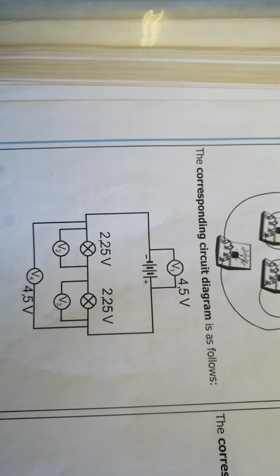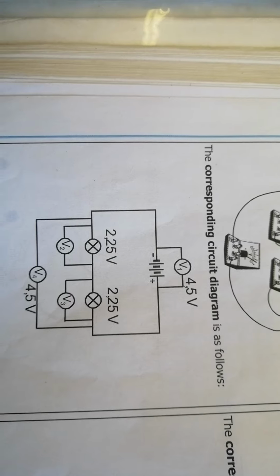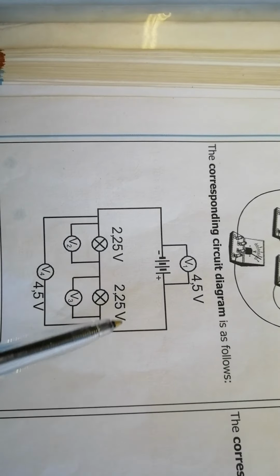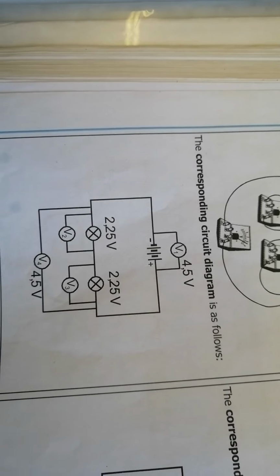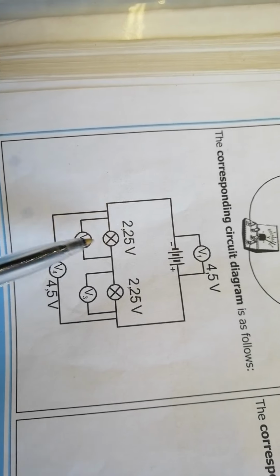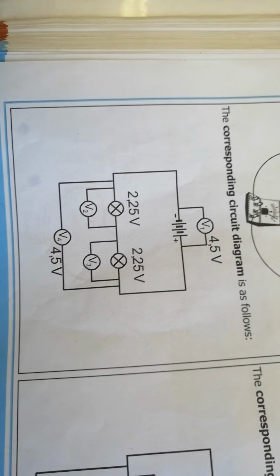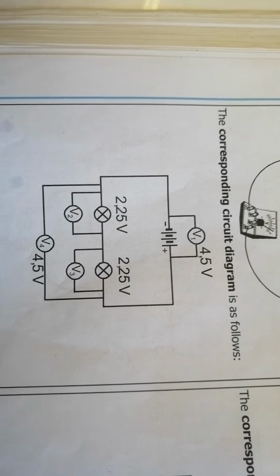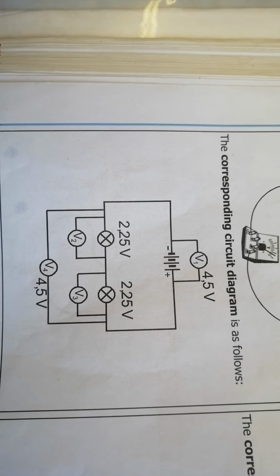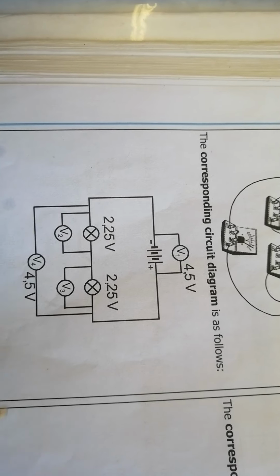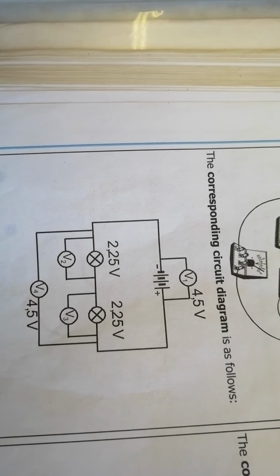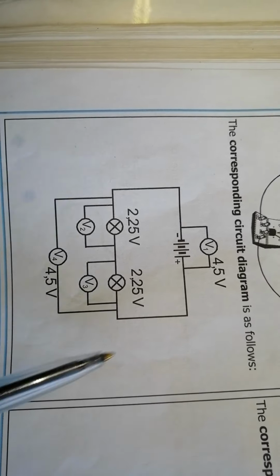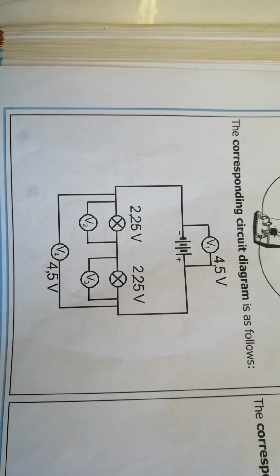But just because there are branches, it does not mean it is a parallel circuit. This circuit here is actually a series circuit. The branches that you have of V1, V2, V3 and V4 are just the voltmeters. And remember, we said voltmeters are always connected in parallel. So even if it's a series circuit, the voltmeter will still have branches. So this here is a series circuit, but the voltmeters are in parallel.